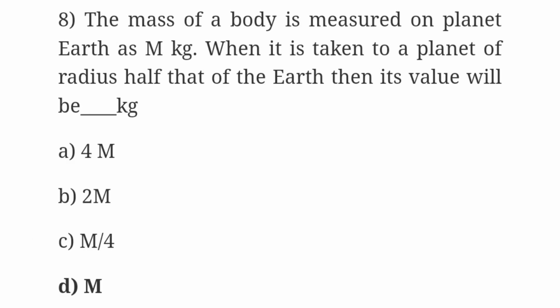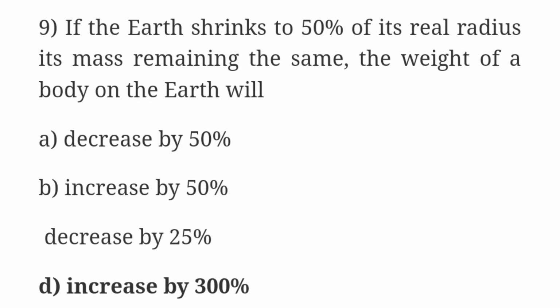Eighth one, the mass of a body is measured on planet Earth as m kilogram. When it is taken to a planet of radius half that of the Earth, then its value will be dash kilogram. Answer option D, m kilogram. Ninth one, if the Earth shrinks to 50% of its real radius, its mass remaining the same, the weight of your body on the Earth will, option D answer, increase by 300%.